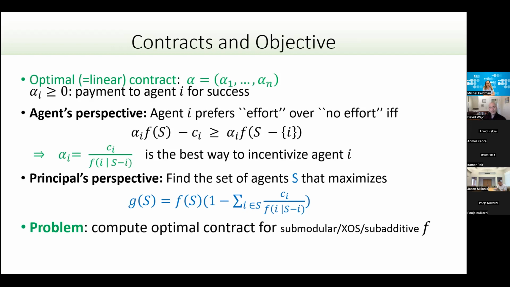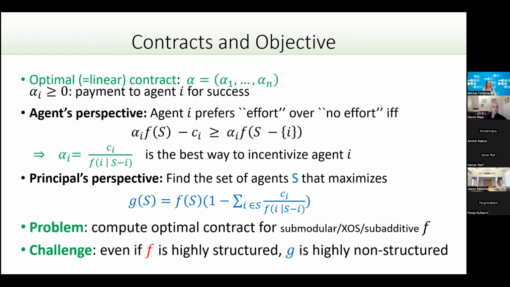And again, the problem is to compute the optimal contract for interesting classes of F, for example, for submodular F, or for XOS F, or for subadditive F. Okay, and these are classes from the hierarchy of valuations that we know.